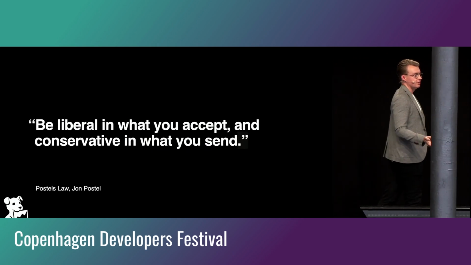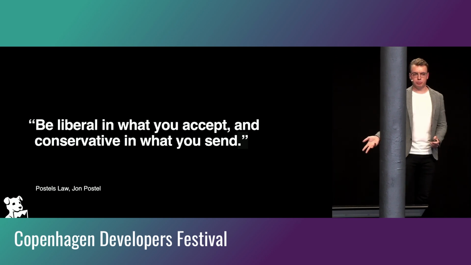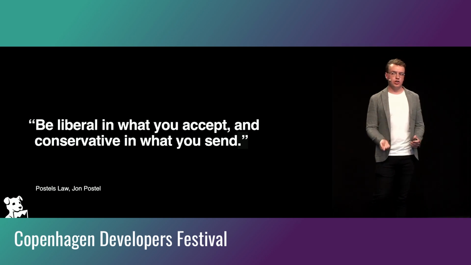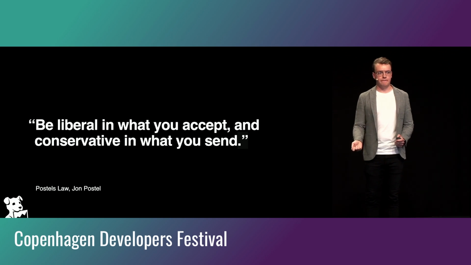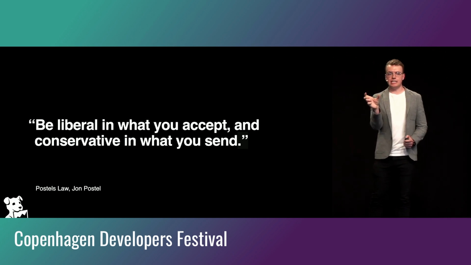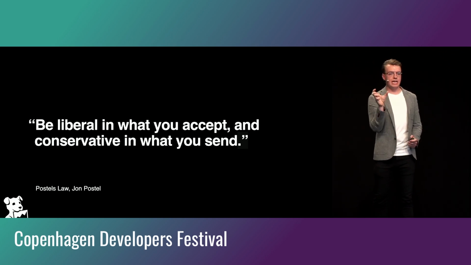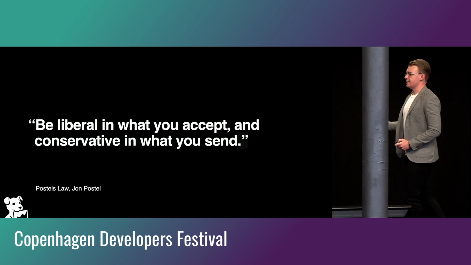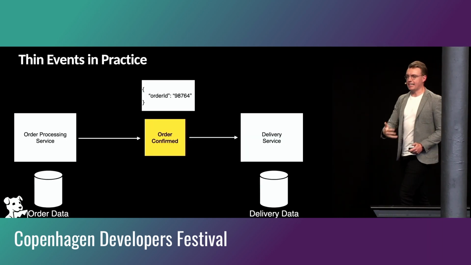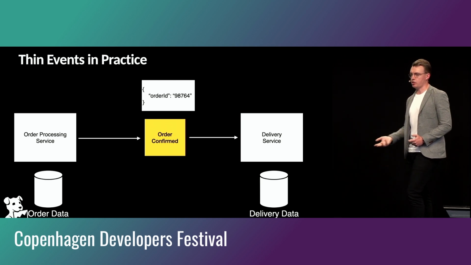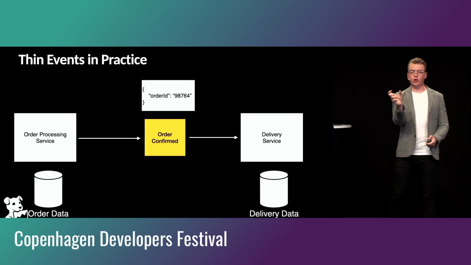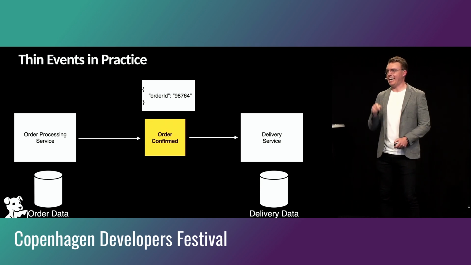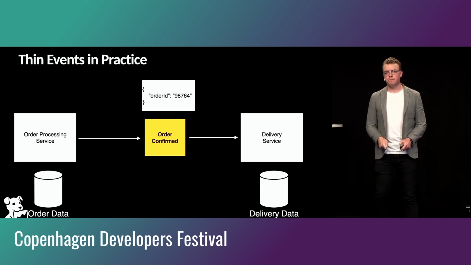Postel's law, sometimes known as the robustness principle, states that you should be liberal in what you accept and be conservative in what you send. The second part of that is the incredibly important bit. Be conservative in what you send. And if you take that to the absolute extreme, obviously you might end up back in this same position again, where you're publishing that order completed event and you're only including the order ID. But as we found earlier, this isn't particularly helpful for consumers.